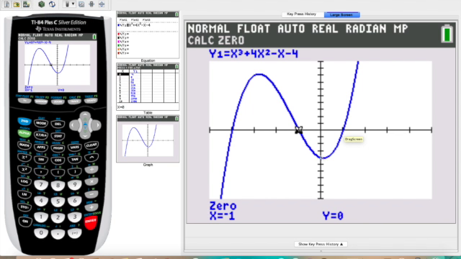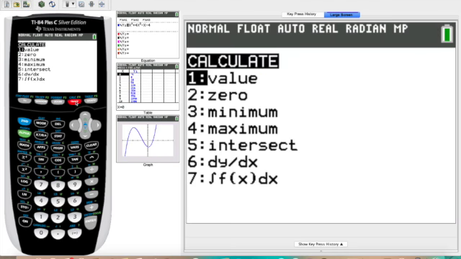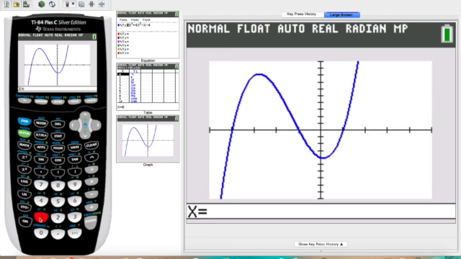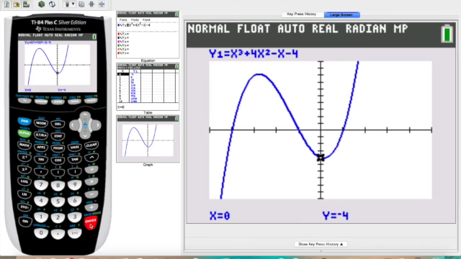Now you can also find the y-intercept, which is this point right here. We're going to use the same menu, second, trace, and we will now use the menu under 1, which is value. This allows you to find the value of the function, in other words, the value of y at any given point on the x-axis. Our y-intercept happens when the x value is 0. So I'm going to say x equals 0, and then enter. y equals -4. That means the y-intercept is at -4.